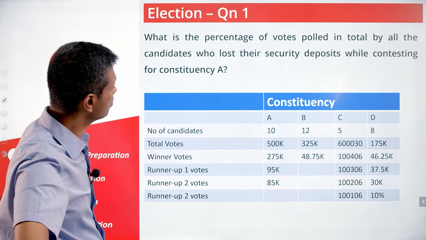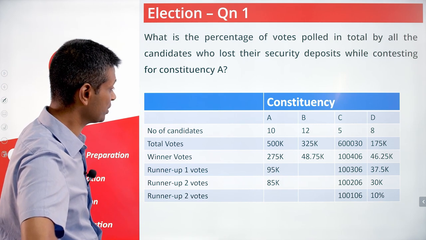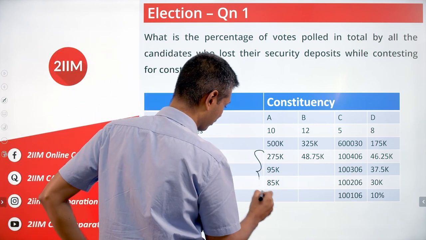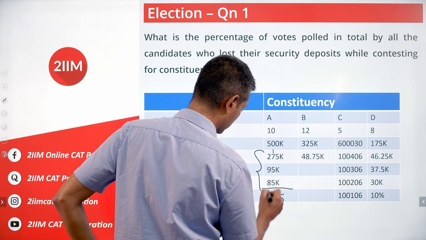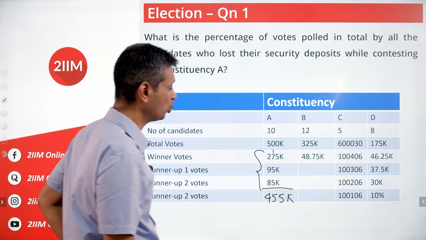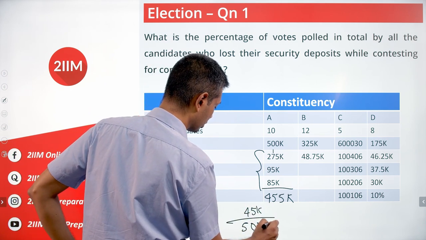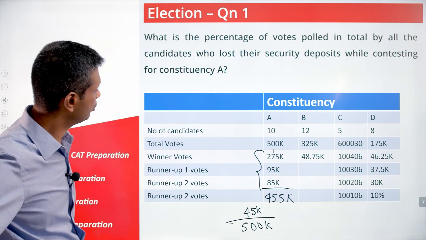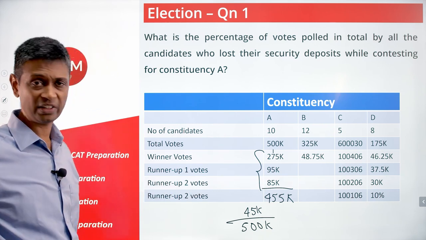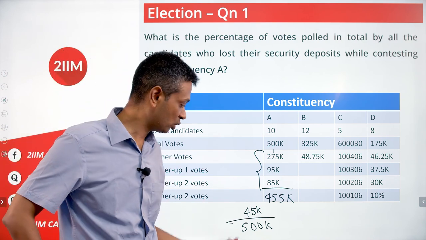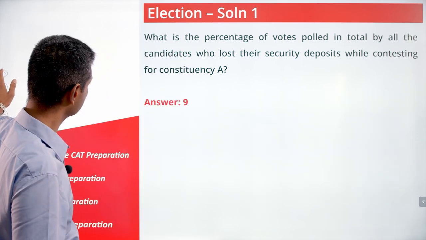What are the percentage of votes polled in total by all the candidates who lost their security deposits while contesting for constituency A? We did this math already. Add these three. 455,000 has been accounted for, or 45,000 is remaining. 45,000 out of 500,000 is what everybody else added up to. So all candidates below this, leaving out the top three, remaining 7 candidates put together polled 45,000 votes out of 500,000. That is a percentage. 45 by 500 into 100. 45 by 5, 9%. Yep, it works.